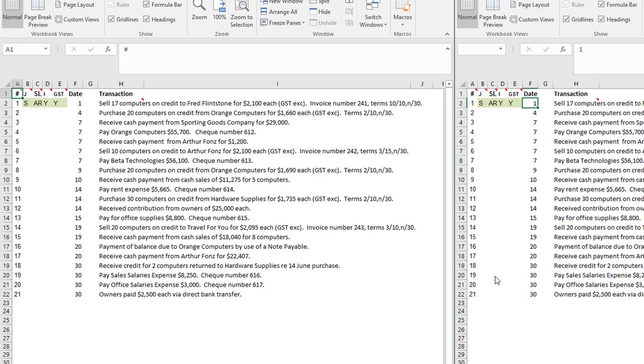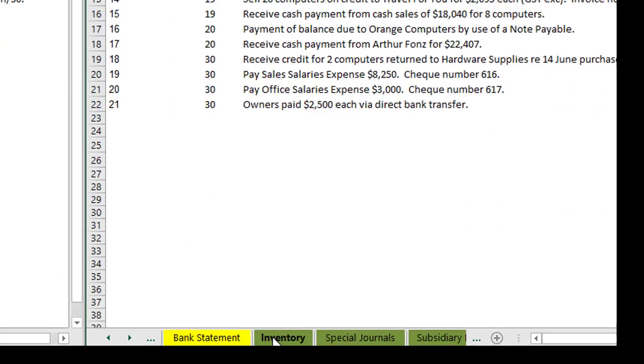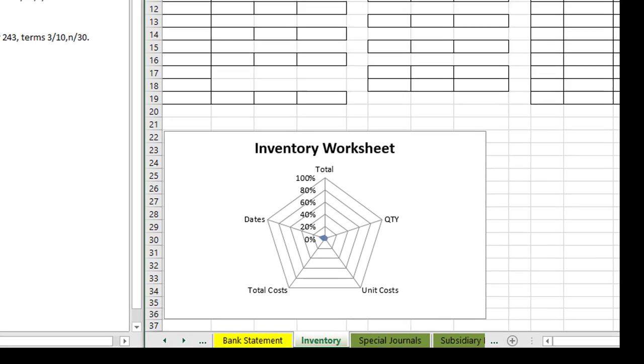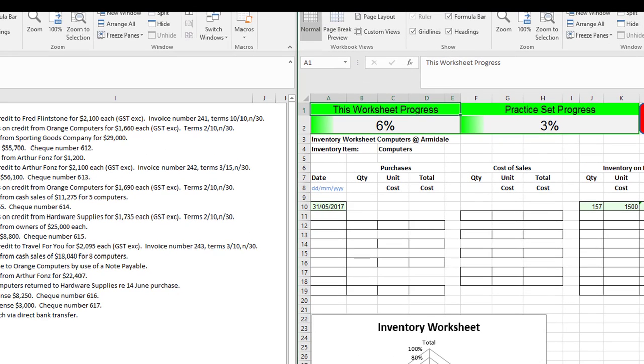The first transaction is to sell 17 computers on credit to Fred Flintstone. If we've got a transaction that involves inventory, usually it is good to start with the inventory entries first. So let's go to the other side and find inventory. We've got inventory. It almost fits. I'll make it fit when we get to the important part.